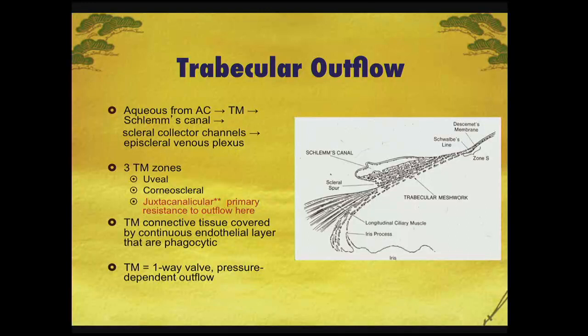There are three trabecular meshwork zones: the uveal, corneoscleral, and juxtacanalicular. Just remember that the juxtacanalicular is the primary point of resistance to outflow. The trabecular meshwork is covered by a continuous endothelial layer, and the cells are phagocytic, and it does act as a one-way valve. So normally, if you do one of these newer surgeries, usually you see blood flowing back out, and you don't see that in the normal eye because of this one-way valve situation.